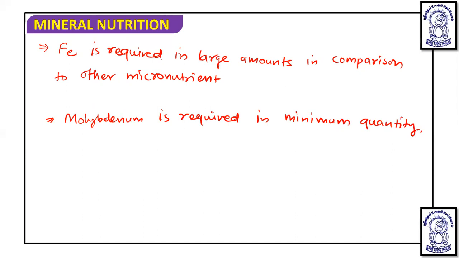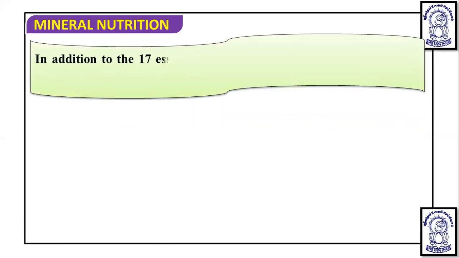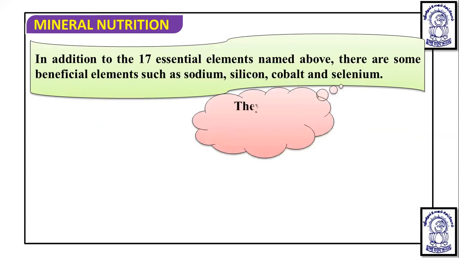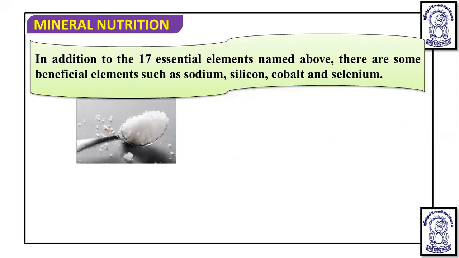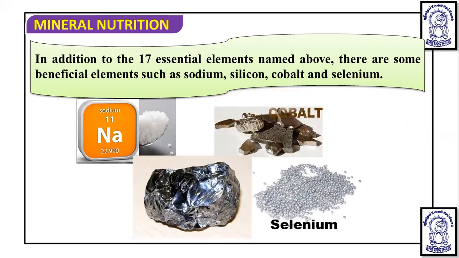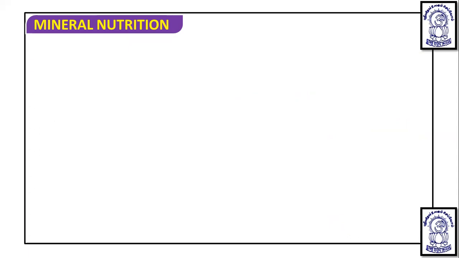So that is what about the micronutrient and macronutrient. So these are the two categories. Now, in addition to the 17 essential elements, there are some beneficial elements that we have discussed already: sodium, silicon, cobalt, selenium. They are required by higher plants, as we have discussed. From which plant they are obtained, that we have also discussed.